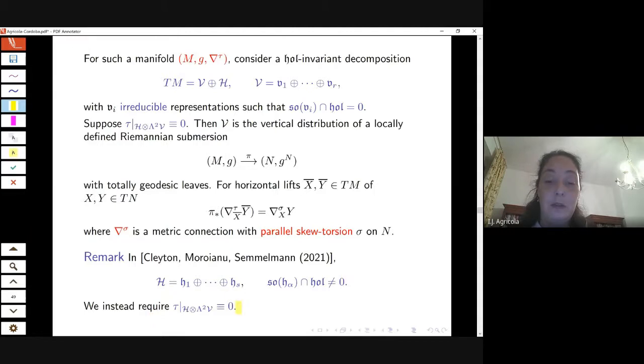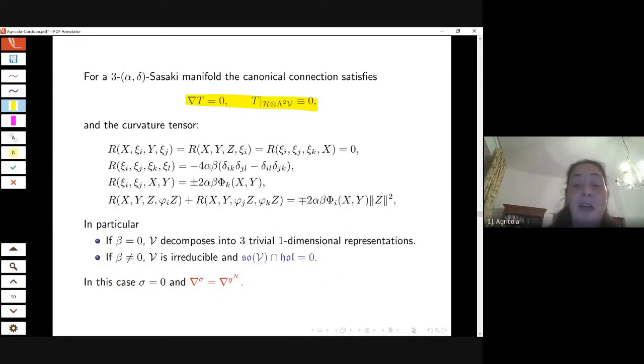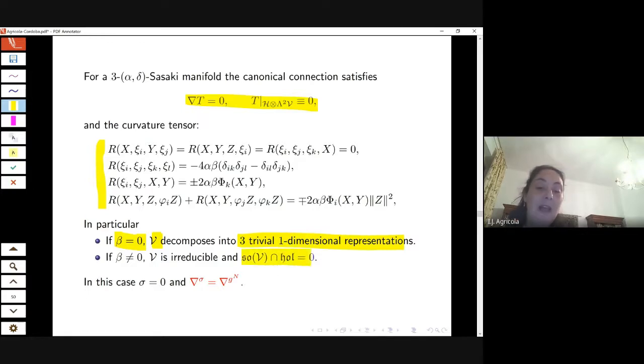Yeah, this one. Okay, you actually have to look at the curvature tensor, and you start proving identities for the curvature tensor of such a canonical connection. These will tell you, yes, this works. In particular, if beta is equal to 0, this nu will decompose into trivial one-dimensional representations, which is fine because that's what you expect in a parallel case. And if it's not 0, then you get such a condition. Therefore sigma is going to be 0, and therefore the connection on the base is going to be the Levi-Civita connection of the base.